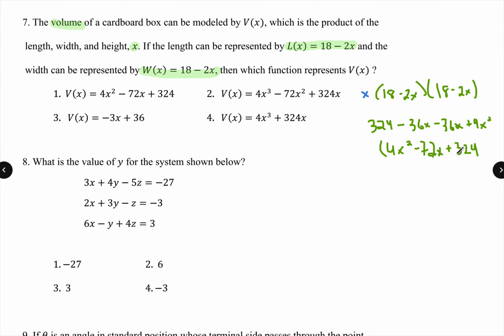And then don't forget, since it's volume, I have to multiply by the height. And that just raises the exponent of all my values of x here. So my answer would be answer choice number 2, because it's 4x cubed minus 72x squared plus 324x, once I distribute that. Not too bad.